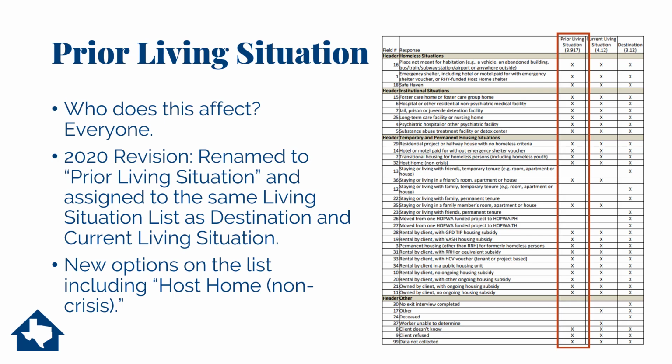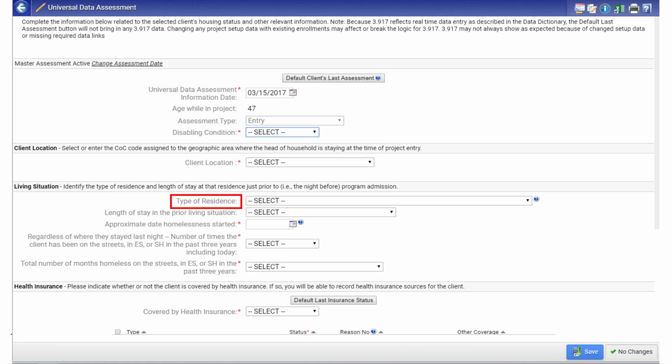So what does all of this mean? On the Universal Data Assessment page, which is a page you've all seen in the HMIS workflow, there's a drop-down menu that is currently called Type of Residence. The small print above this drop-down menu currently says, identify the type of residence and length of stay at that residence just prior to program admission. So since we're asking about the client's prior living situation, HUD has renamed this data element to prior living situation.